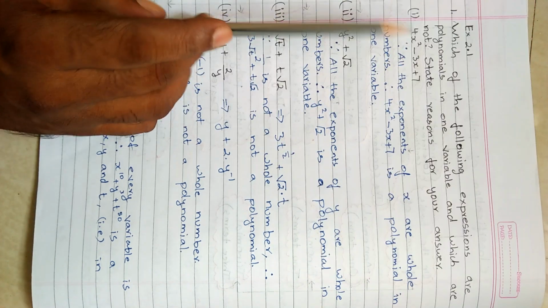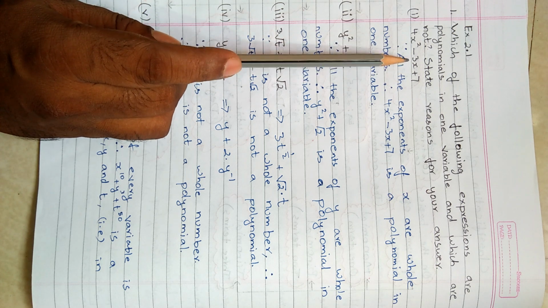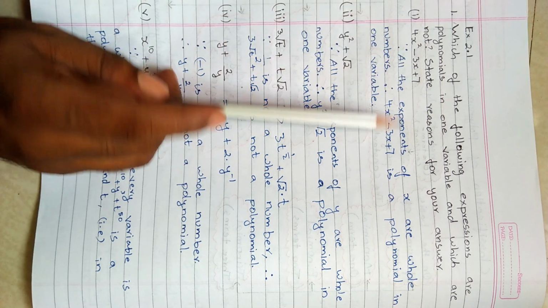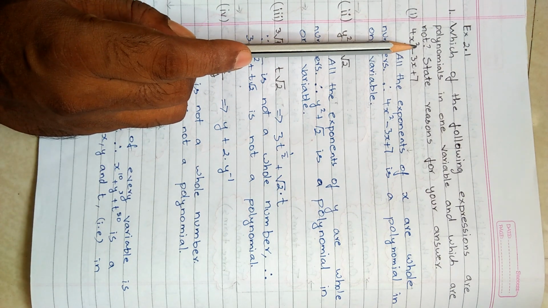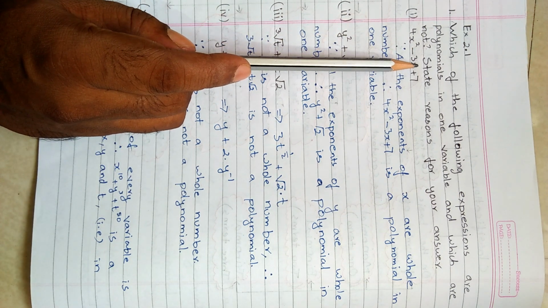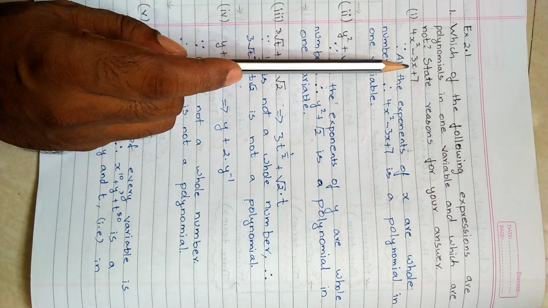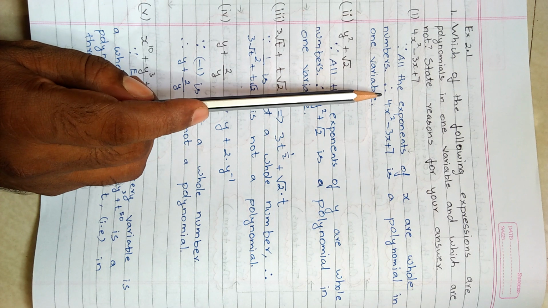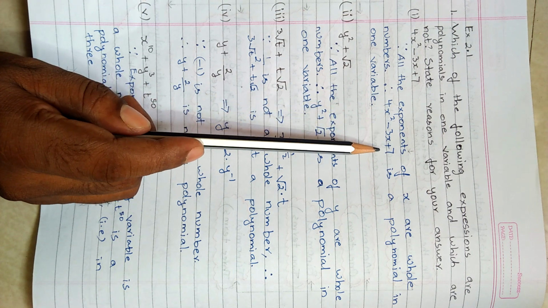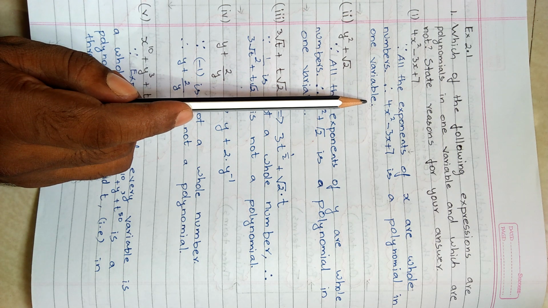So first one, 4x squared minus 3x plus 7. When we check here, we can find all the exponents of x are whole numbers. See here, x power 2, it is a whole number. X power 1, it is a whole number. And we can find only variable x, right? Therefore, since all the exponents of x are whole numbers, 4x squared minus 3x plus 7 is a polynomial of one variable.